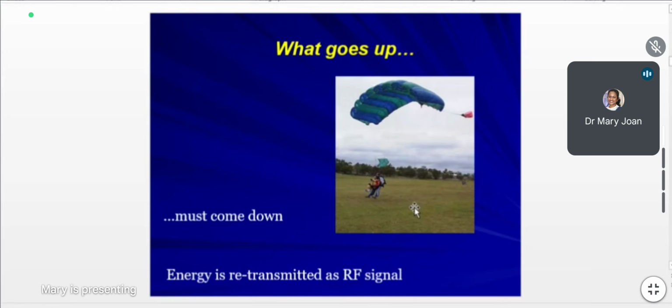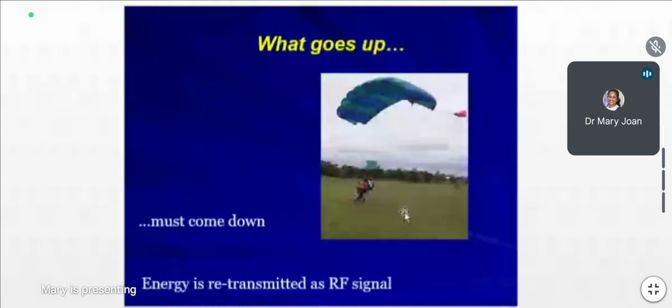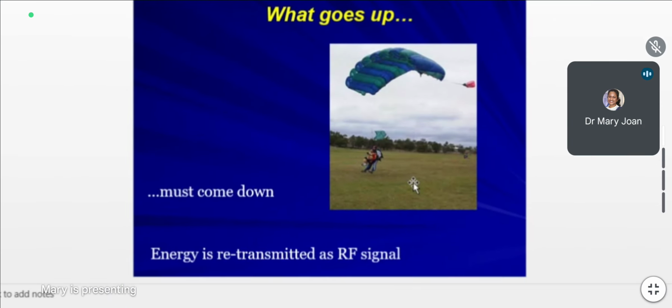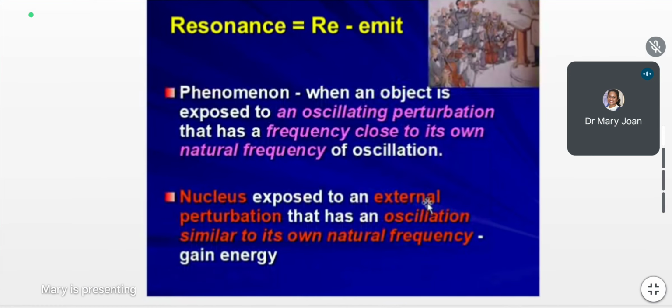So what goes up must come down. Energy is retransmitted as an RF signal. We have seen that there is an RF transmitter and an RF receiver. So whatever energy is received by the proton is retransmitted as an RF signal, which we detect.